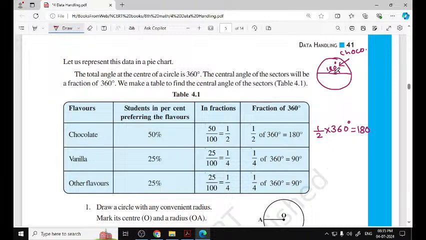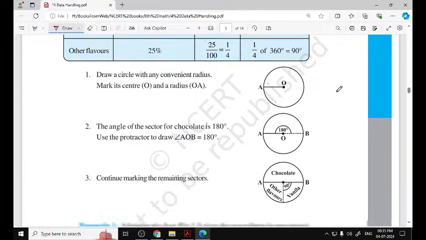Now keep your protractor here along this line and make a mark on 90 degree, because this is 1/4 of 360, that is 90. So this one is for vanilla and this is for other flavors. This is how we can draw the pie chart.